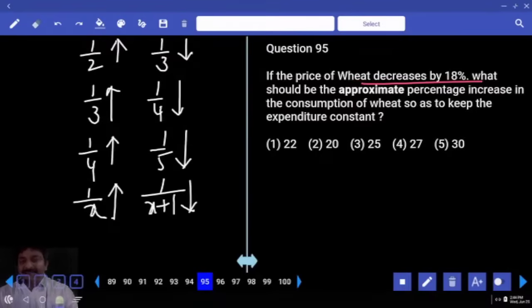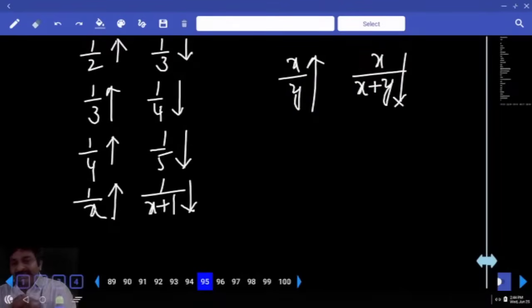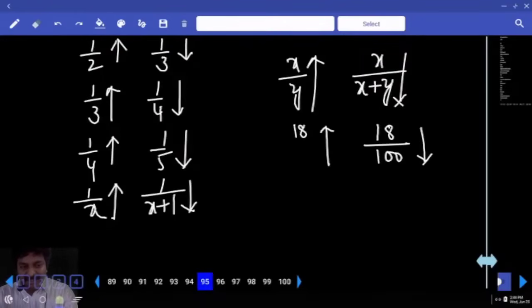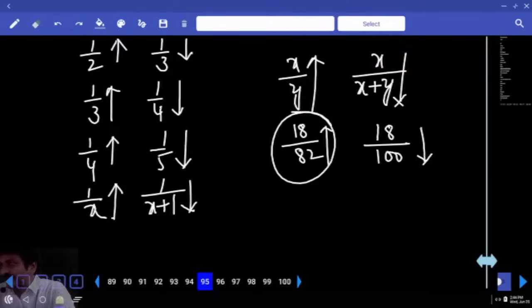What happened to price? Decreased 18%, right? Is it increasing or decreasing? 18% in the sense 18 by 100 only. If 18 by 100 is decreasing, increase value should be 18 by difference between numerator and denominator, which is equal to 82. Convert this into percentage, 22%. Got it? Any two variables inversely proportional to each other, you can apply this concept.